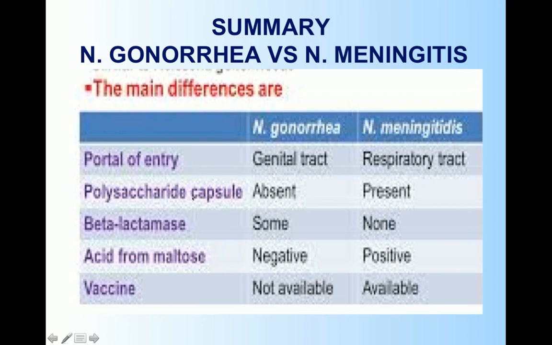Polysaccharide capsule is very important for Neisseria meningitidis. It is generally absent in gonorrhea, or it is very fine and rarely seen. And with meningitidis, I told you that 13 serotypes have been identified on the basis of its capsule. Beta-lactamase is produced by some of Neisseria gonorrhoeae, whereas with meningitidis it is always negative. Acid from maltose is a characteristic feature of meningitidis and not seen with gonorrhea. Vaccine, we have talked about the vaccines produced against Neisseria meningitidis, but there is no vaccine against gonorrhea so far.